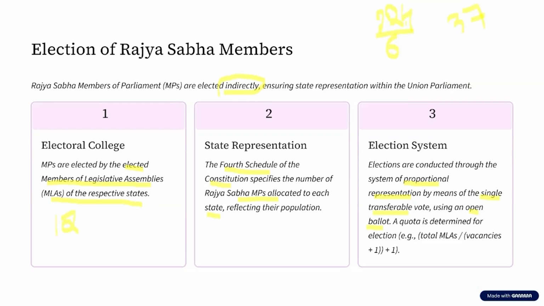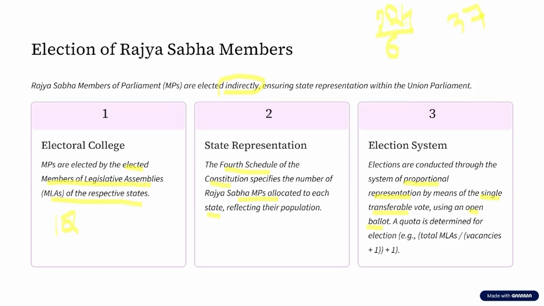Let us assume again there are four parties: Party A, Party B, Party C, and Party D. Party A has 40 MLAs, Party B has 30 MLAs, Party C has 20 MLAs, and Party D has 10 MLAs. Now, what does it mean? It means that Party A can easily send four Rajya Sabha MPs. Party B can send three Rajya Sabha MPs. Party C can send two Rajya Sabha MPs, and Party D can send one Rajya Sabha MP.